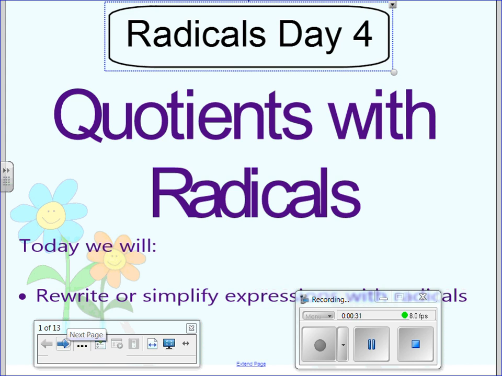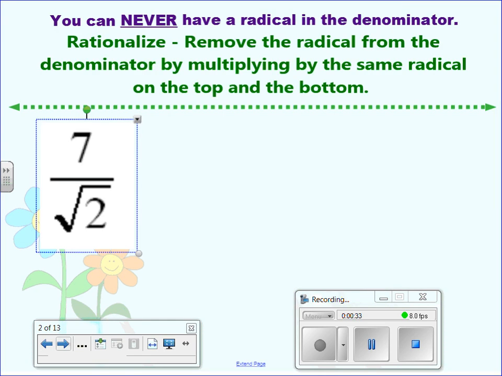All right, let's start by talking about what rationalize means. You are never allowed to have a radical in your denominator in a final solution. So what they want you to do is something called rationalize. It's up to you if you write this definition down. But rationalize means remove the radical from the denominator by multiplying by the same radical on the top and the bottom. Go ahead and maybe jot that down, and I'll explain why you have to multiply the same thing on the top as you do on the bottom.